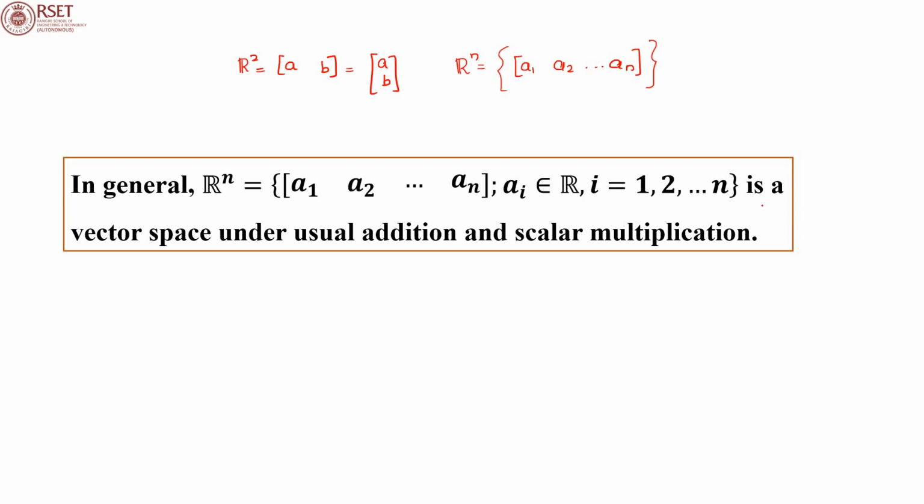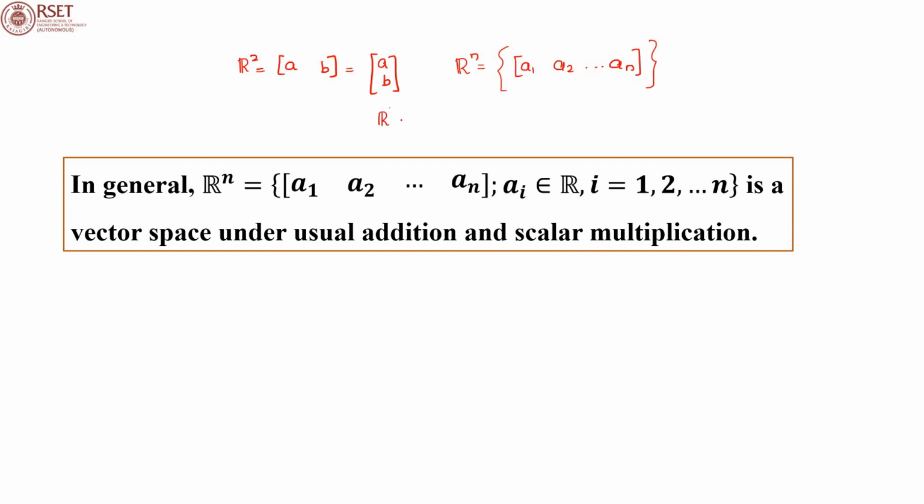Remember, the set of scalars we consider, if not mentioned, are always real numbers. If the set of scalars is mentioned to us, you have to consider it. If it is not mentioned, it means that the scalars are always real numbers. So Rn is always a vector space.